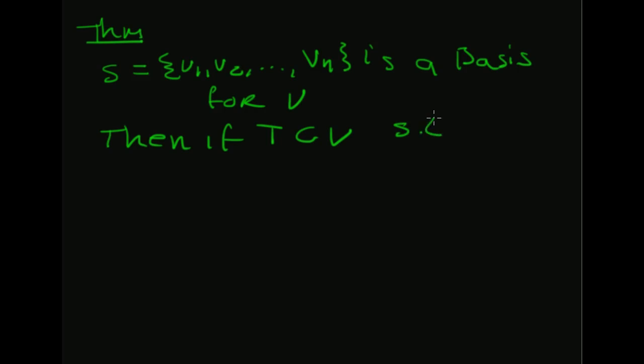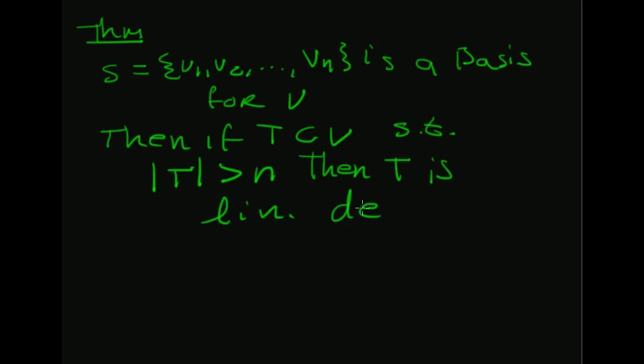such that the size of the set T, the number of elements in T, is bigger than n, which means the size of T is bigger than the size of S, then T is linearly dependent, which means it cannot be a basis onto itself, right? So any set that has a larger size than a basis for V has to be linearly dependent.